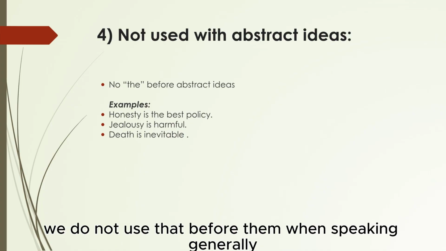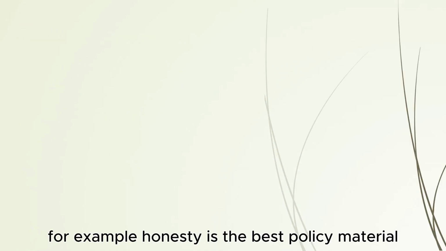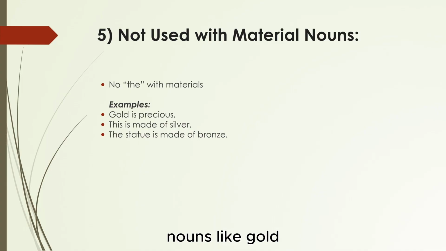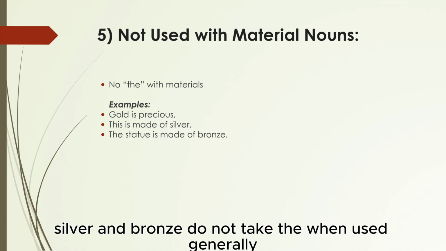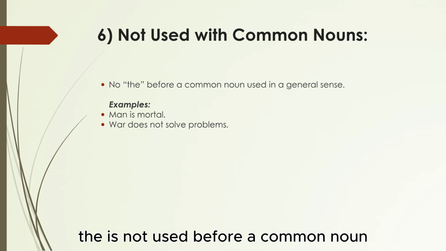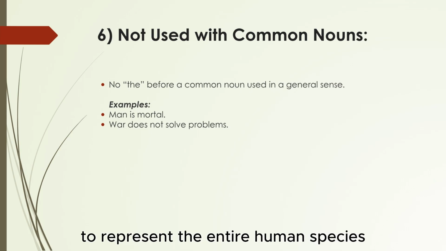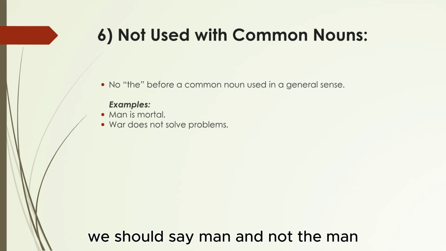Next, abstract nouns refer to ideas or qualities. We do not use the before them when speaking generally. For example, honesty is the best policy. Material nouns like gold, silver, and bronze do not take the when used generally. For example, gold is a precious metal. The is not used before a common noun used in a general sense.